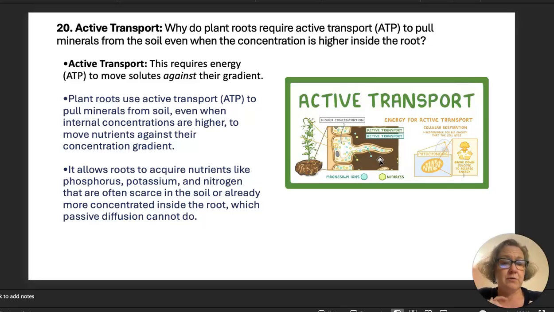So they use active transport to pull minerals from the soil, even when the concentrations are higher, even when they have to move against their gradient, because they need to store those nutrients. So it can acquire nutrients like phosphorus, potassium, and nitrogen that are often scarce in the soil or concentrated inside the root, which then from passive diffusion can take it from there.